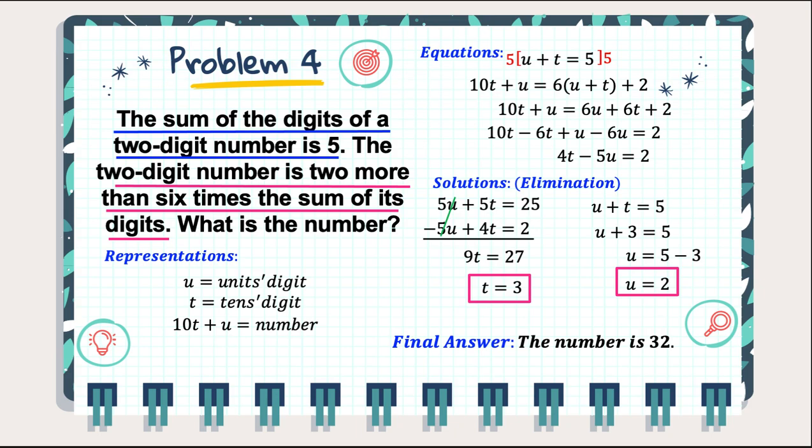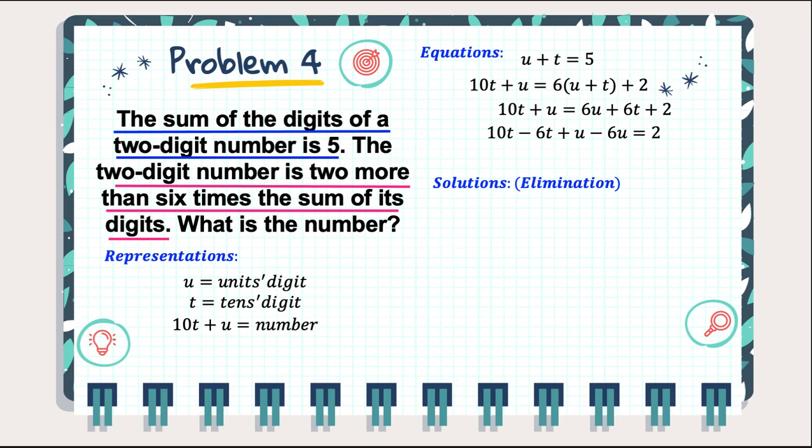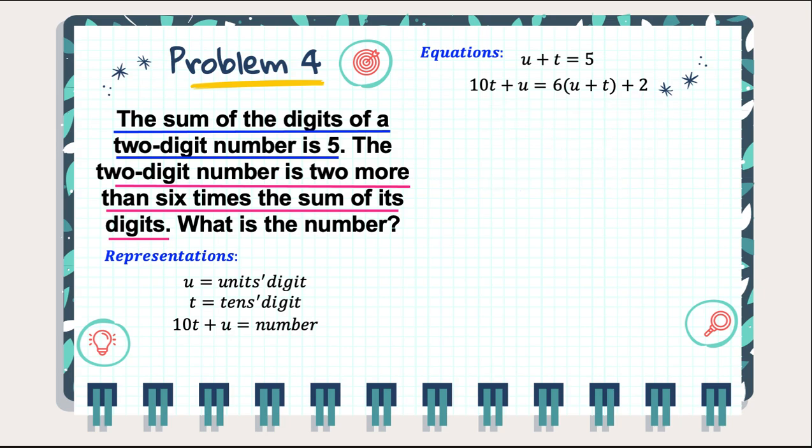Okay, grade 8 students, actually there is a shortcut, another way to solve the last problem here. So I will erase my solutions first. Actually, even without using elimination or substitution, we can easily get the answer here. Look at the second equation: 10t plus u equals 6 times the quantity of u plus t, plus 2.